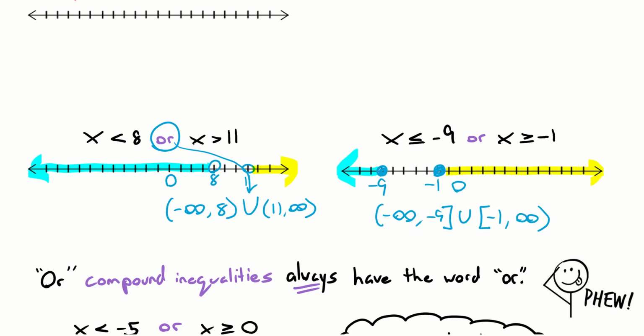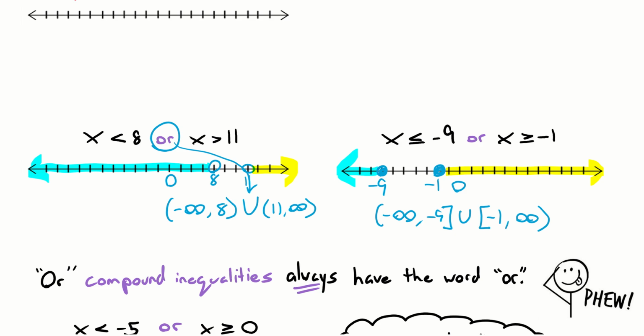All right, welcome back. How did you do? Did your number line look something like that? And did your interval notation look something like that? Remember, you need brackets next to the -9 and the -1. But don't even think about it with infinity. Positive or negative, doesn't matter. Always parentheses.